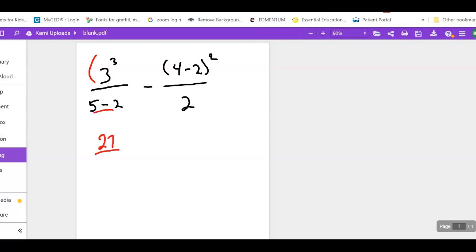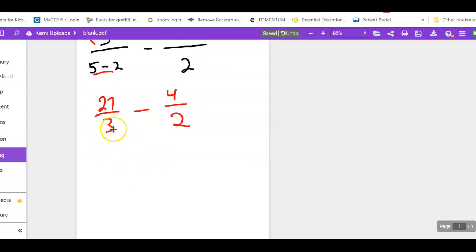I'm going to reduce the bottom. 5 minus 2. Guess what? That's 3, right? And then, if I go here, 4 minus 2, that's going to give me 2, right? And then I'm going to take that 2, square it. 2 times 2, that's 4. So with the fractions completely reduced, this is what I have, right? So this is where we are now. Now, you're going to have to remember, multiply or divide, whatever we see first. We got to do the division first.